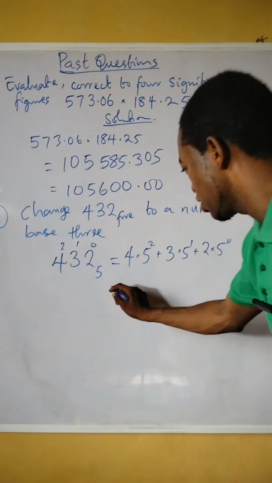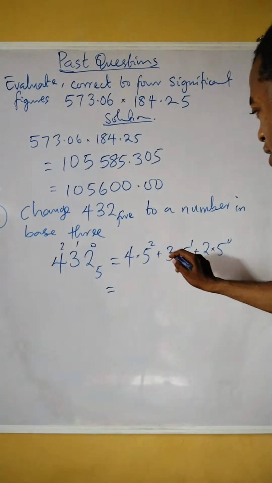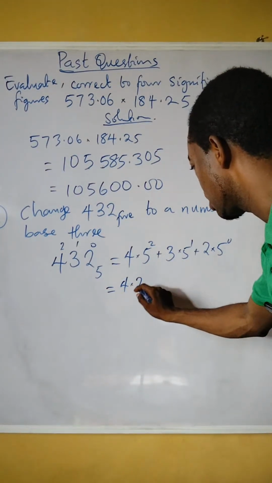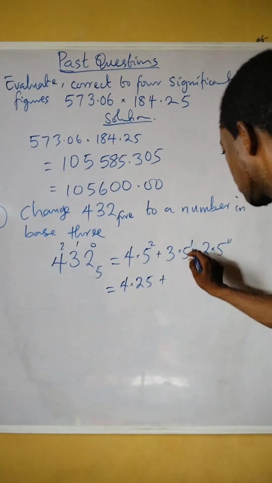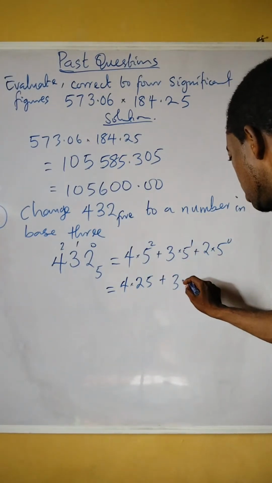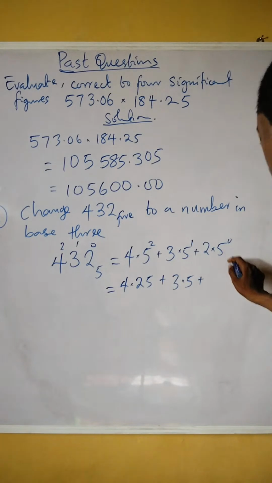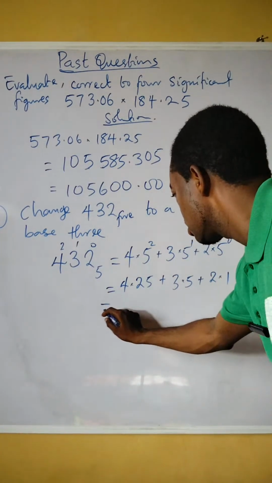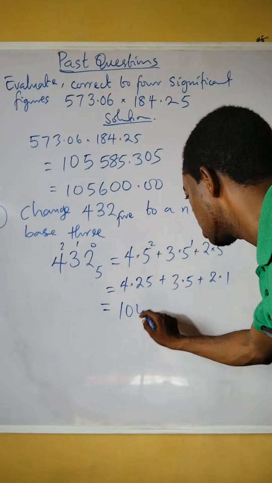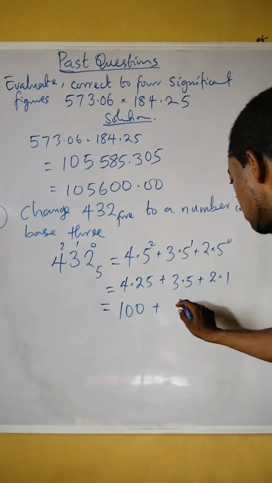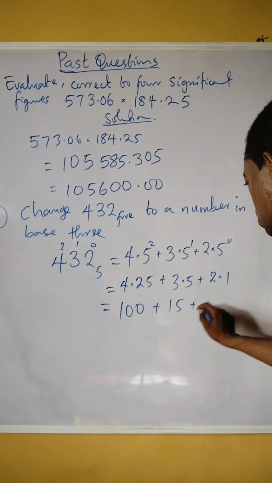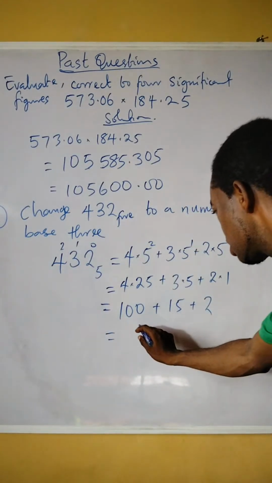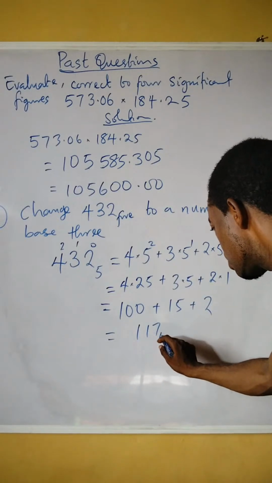Then when we simplify here, 5 square, that's 25. So we can say 4 times 25, then plus 5 raised to power 1 is still 5, that's 3 times 5. Then plus 5 raised to power 0, that's 1, that's 2 times 1. And here, 4 times 25, that's 100. Then plus 3 times 5, 15. 2 times 1, 2. So when we add this up here, this gives us 117 to base 10.